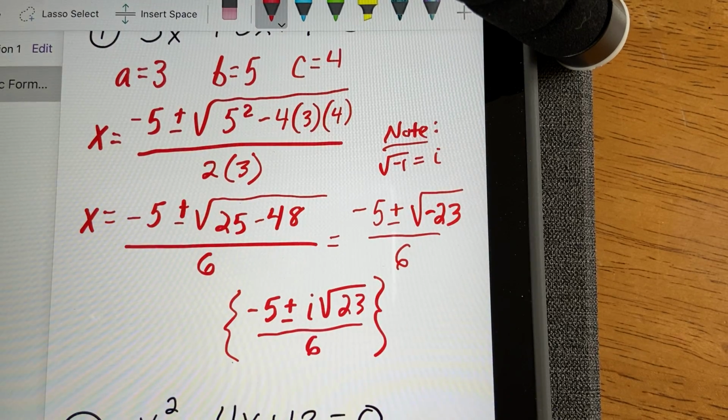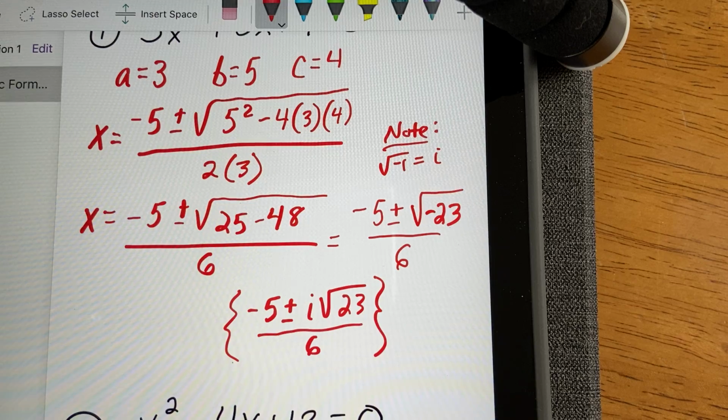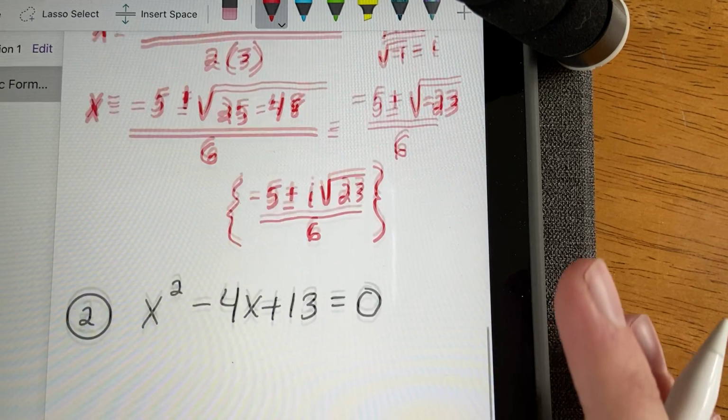Okay, so that's the solution. That's all we can do with that, because the square root of 23 doesn't factor down anymore. It will not simplify any farther. Now let's do another example.